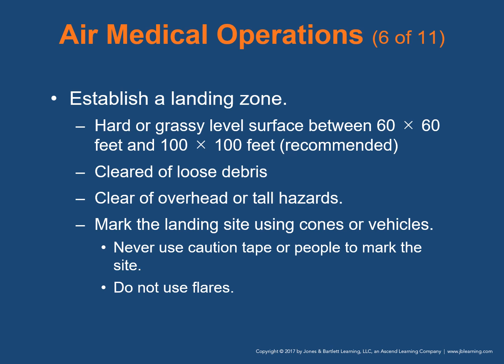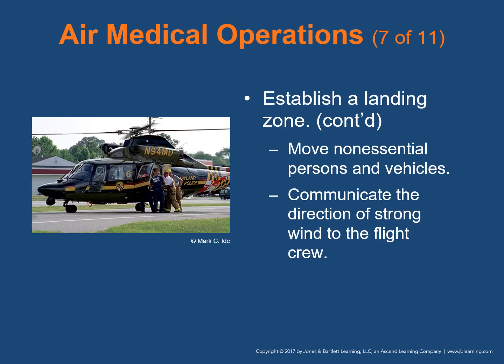Mark the landing site using weighted cones or emergency vehicles positioned in the corners of the landing zone with headlights facing inward to form an X. Never use caution tape or ask people to mark the site. Do not use flares. They'll blow away and cause a fire. Move non-essential persons and vehicles to a safe distance outside the landing zone. Communicate the direction of strong wind to the flight crew. They may request you create some form of wind directional device to aid their approach, like a temporary windsock. They're not that hard to make.